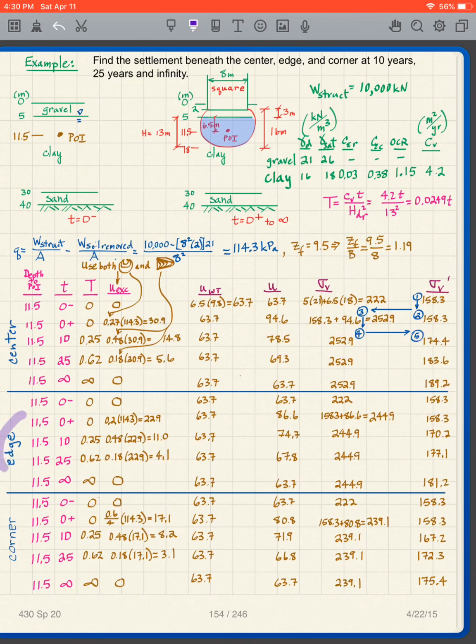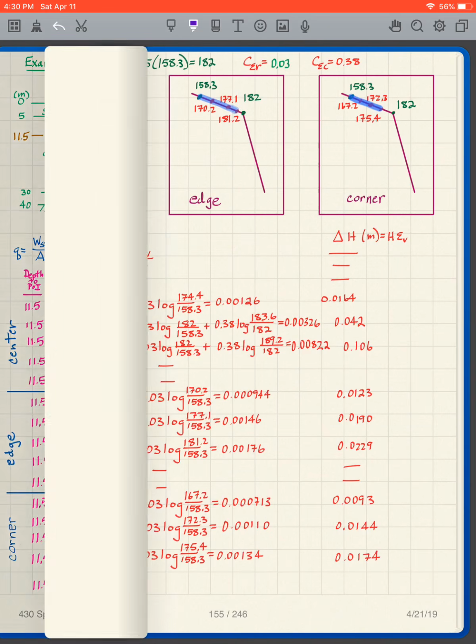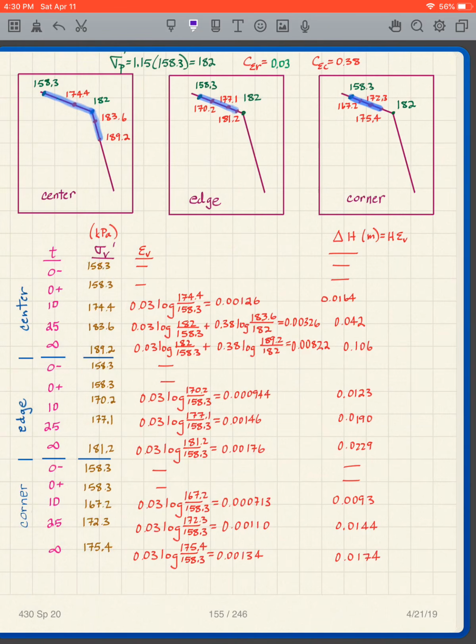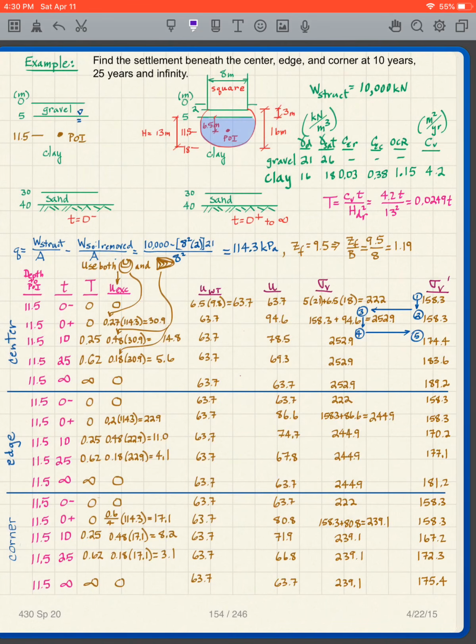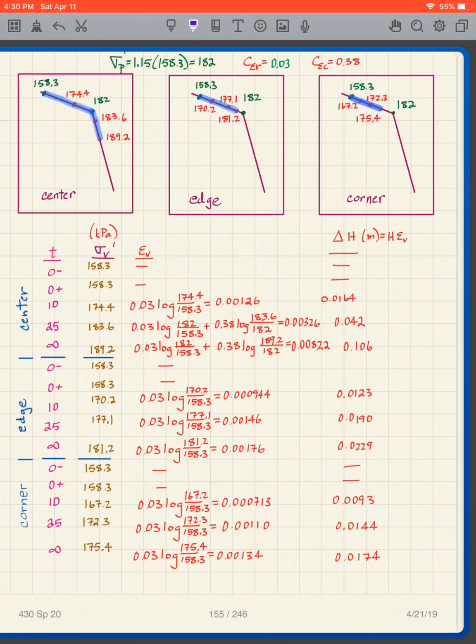Beneath the edge is the same technique. So I'm not going to go through it, but it's the same methodology beneath the edge. What do we do with those values? We do exactly what we do with settlement. We create our settlement curves looking like that.